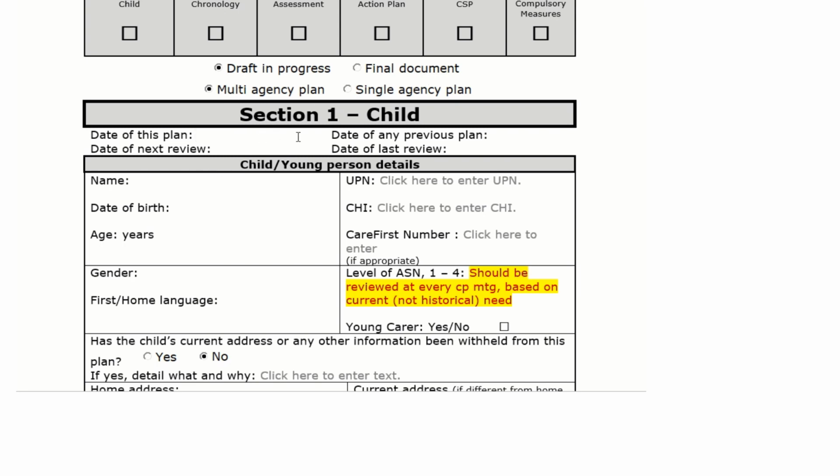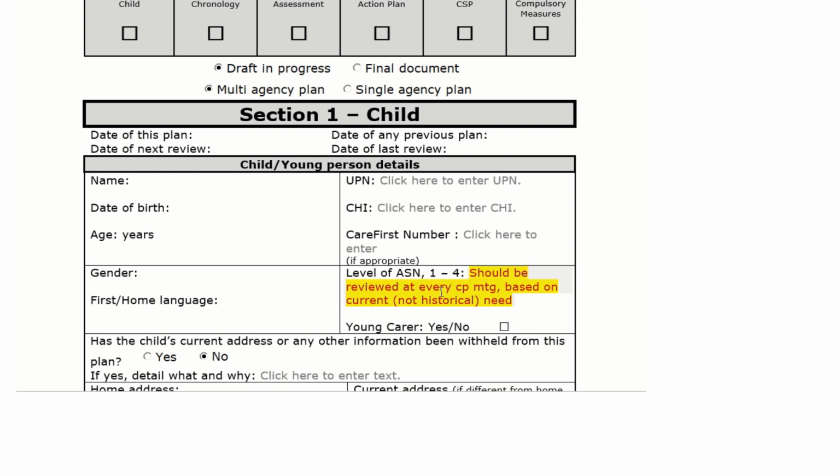So the date of the plan, that would be the initial plan, the date of the next review, the date of any previous plan, and the date of the last review, so the previous review. Okay, so this is our current one. The next review, so you need to agree when it will be reviewed again. Any previous plan that was put in place and the date of the last review. And here it's just the child's details.